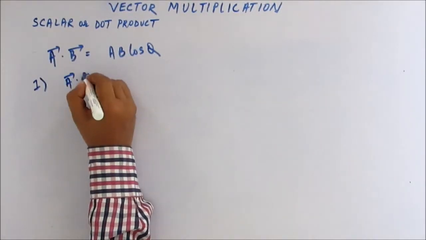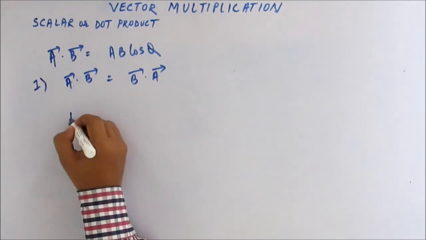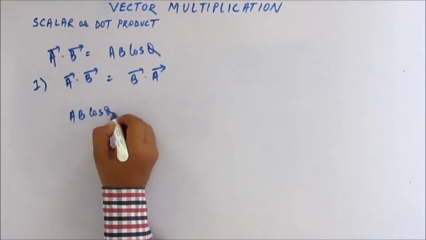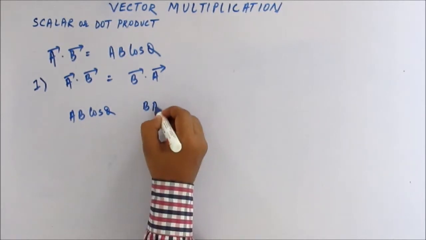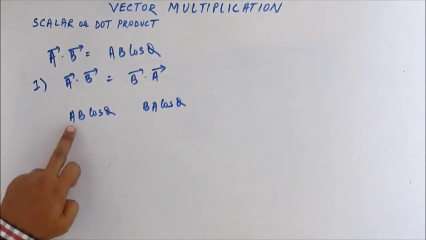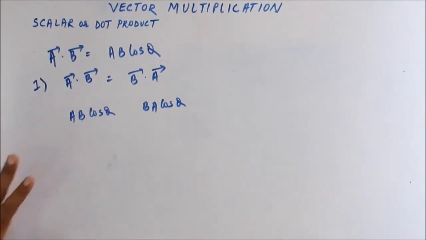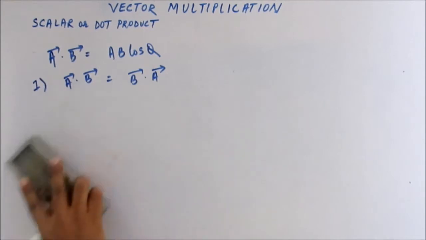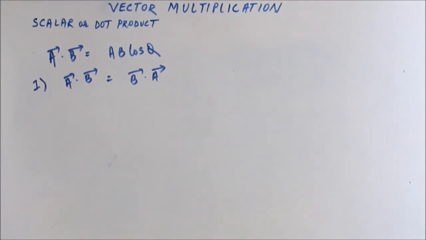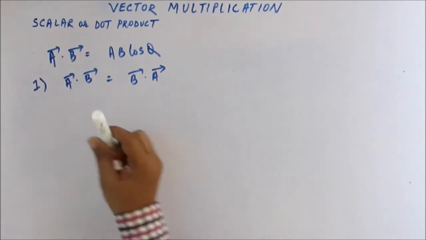Apart from that, you would see that a vector dot b vector would be the same as b vector dot a vector, because a vector dot b vector is a into b cos theta, theta being the angle between a and b, and this would be b into a cos theta, theta being the angle between a and b. Theta would be the same in both cases, and this is simple multiplication. ab cos theta or ba cos theta, that would be the same. This is called the commutative property, which the scalar or dot product satisfies.